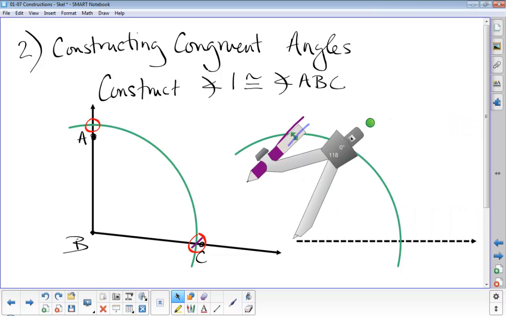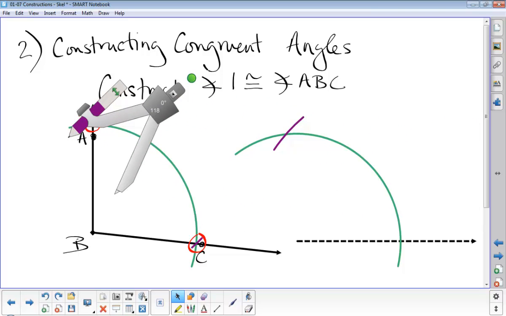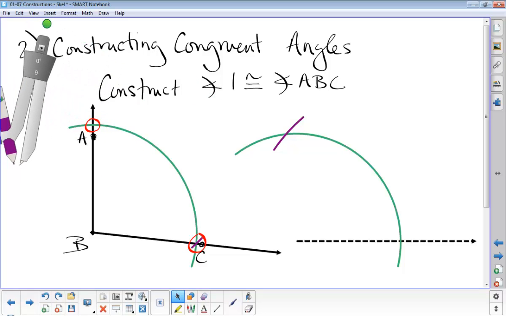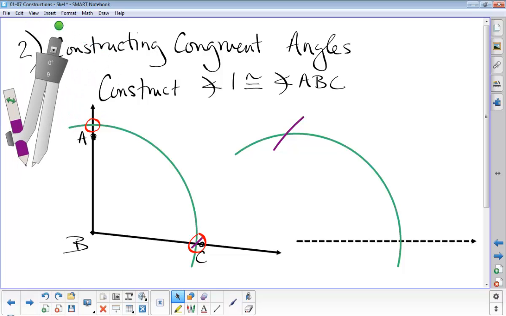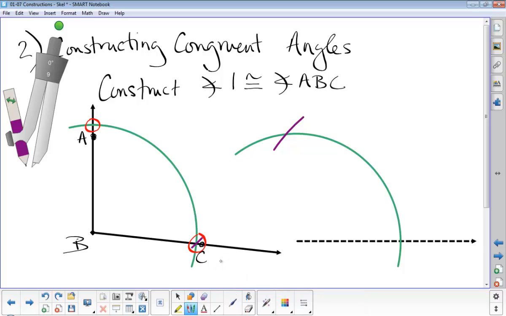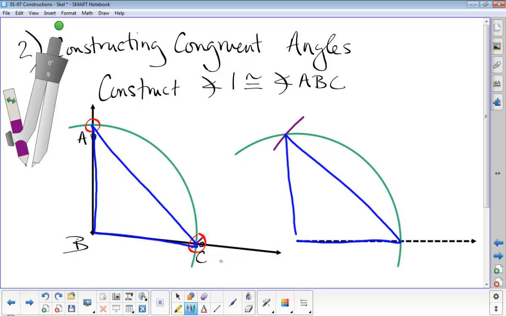And as we strike an arc, we can see that what we're forming is a similar triangle. So if we take our magic pen, we're essentially creating this triangle on both of these constructions. Don't draw that. That'll disappear in just a second.